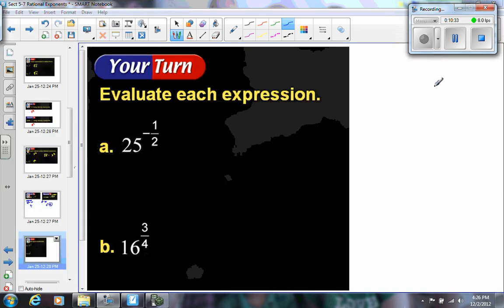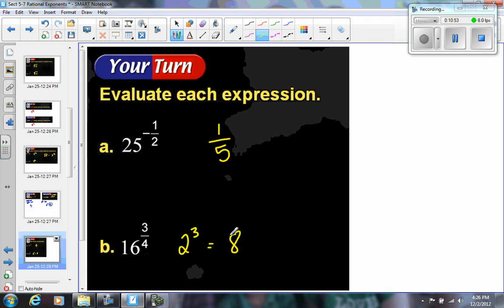So you might want to pause and try these. So in this one, the square root of 25, but negative tells me to flip it over, so I get 1/5. And on this one, the 4th root of 16 is 2, and 2 to the 3rd power is 8.